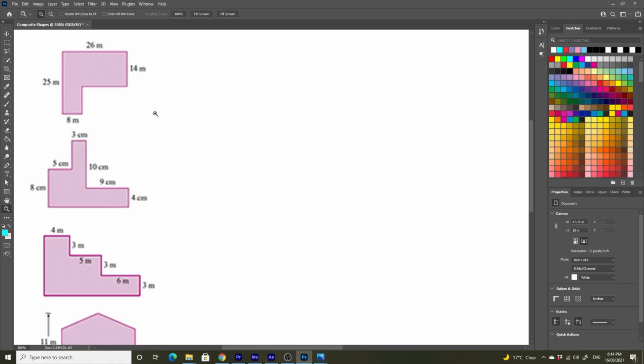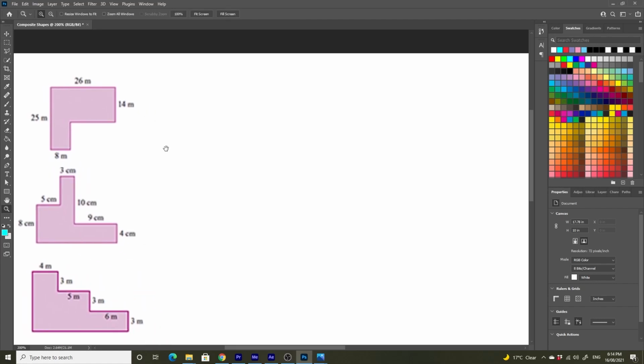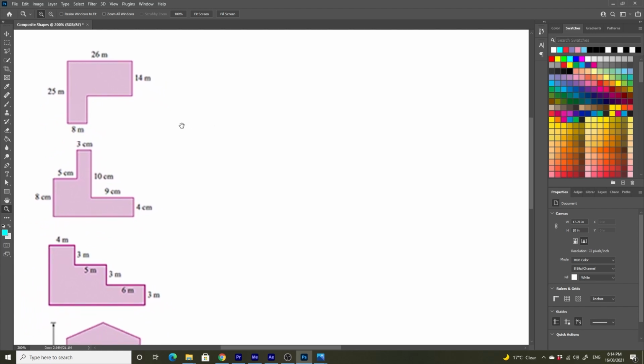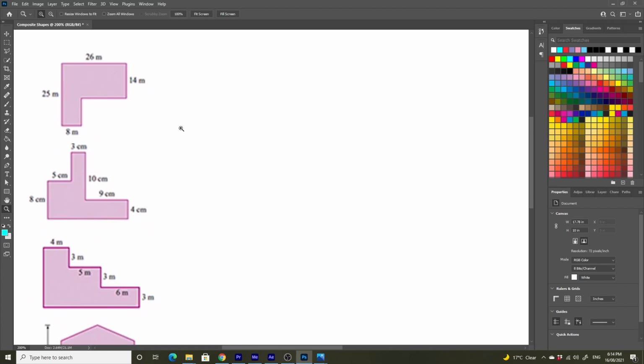In this video we're going to look at how to find the area of composite shapes. This is kind of hard to see, but we'll just write out the numbers as we go, and that should make life a lot easier.